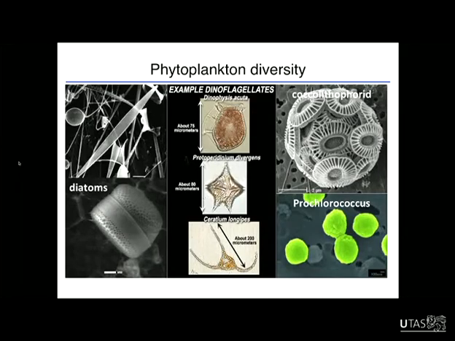And in the bottom right here is an example of probably the most abundant photosynthetic organisms in the subtropical gyres. These very small cells that are about a micron or less. Cyanobacteria, Prochlorococcus is an example of one, and another is Synechococcus. So these are very small cells.